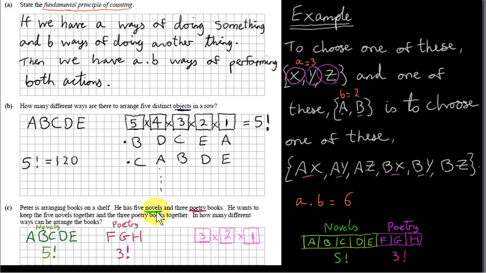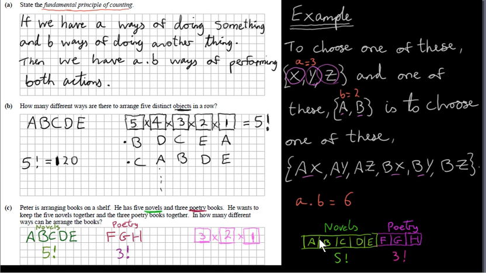We want to find in how many different ways can he arrange the books. So first of all, let's assume that he keeps the novels to the left of the poetry books on his shelf. Of course, he could put the novels to the right of his poetry books, but first of all, let's consider this situation. Then I'll do the other situation. So there's 5 factorial ways that he can arrange the 5 novels, and we've already seen that that's equal to 120. There are 3 factorial ways that he can arrange his 3 poetry books, and that's 6. 3 by 2 by 1 is 6.